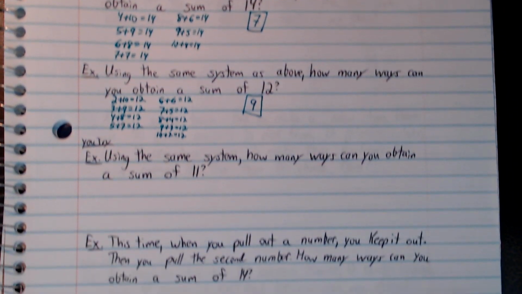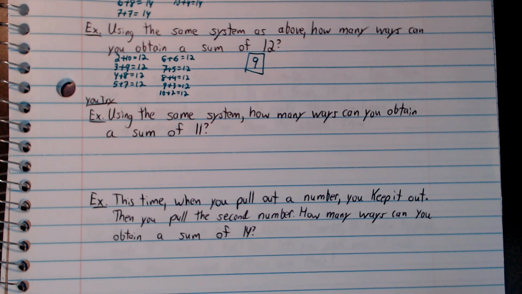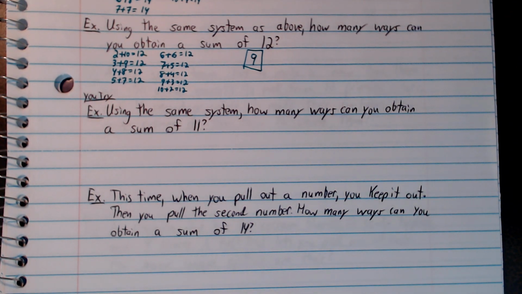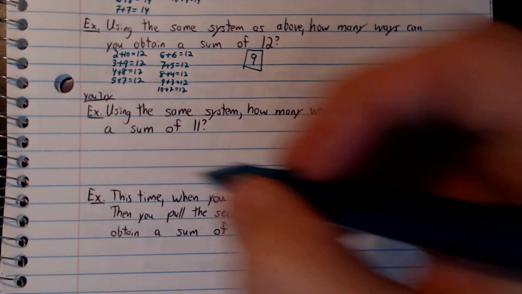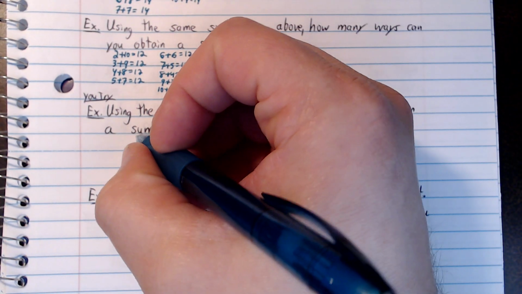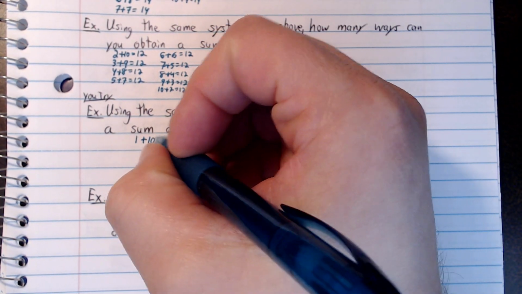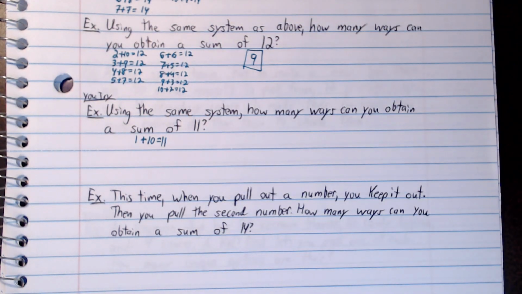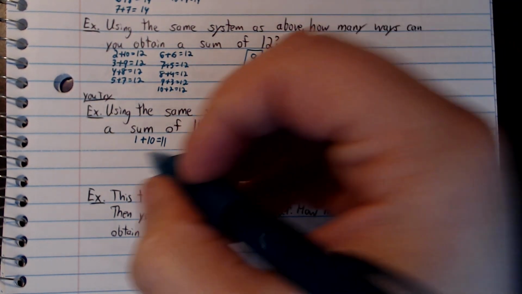So you're going to try using that same system. How many ways could you obtain a sum of 11? Pause the video and resume when you're ready to check. Alright, so let's see. The smallest number would be 1 plus the highest number of 10. That gets us the 11, so that right there worked.